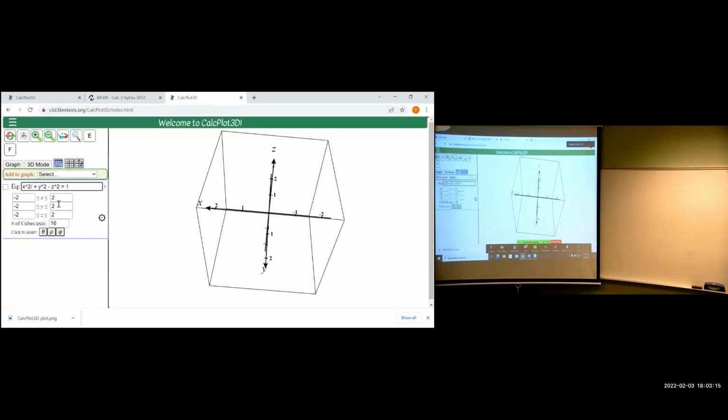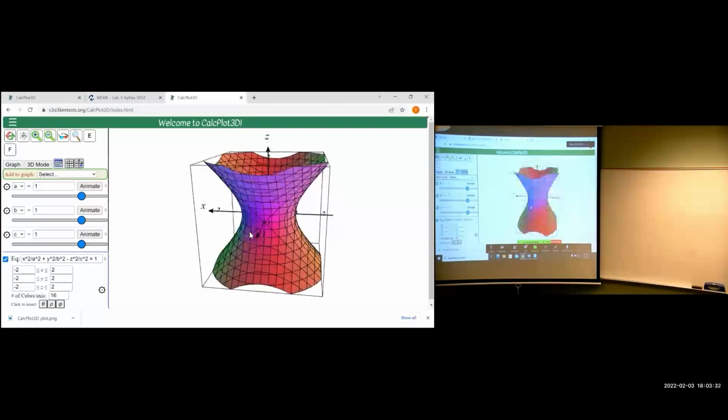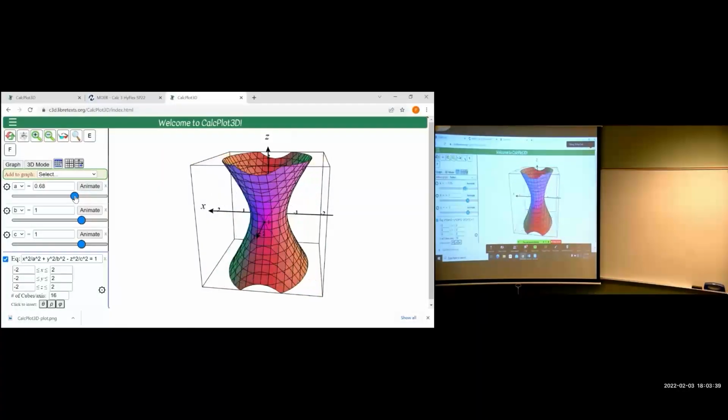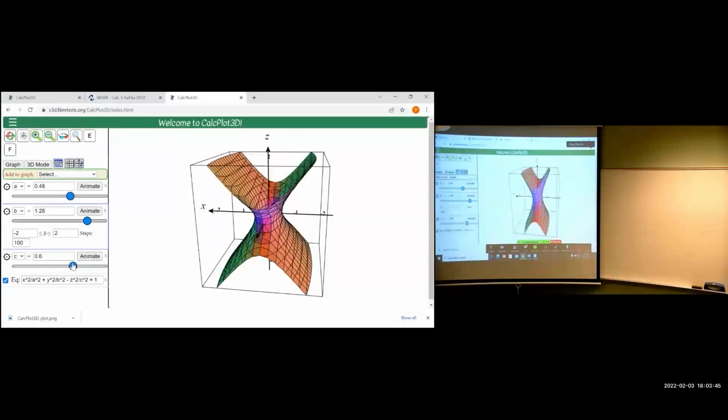You can actually put those in. So a squared, this is pretty cool. B squared and C squared. And when I hit enter, there's my hyperboloid, but look at what it did for me. I can now use sliders and so you can see what changing A does. What does changing B do? What does changing C do?